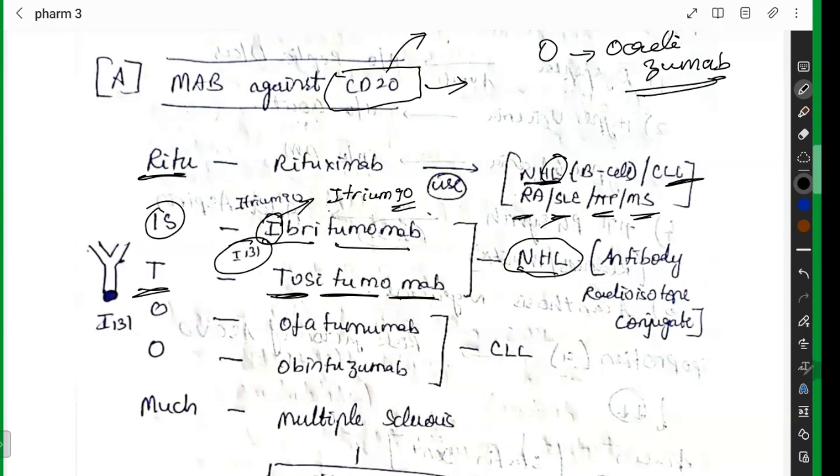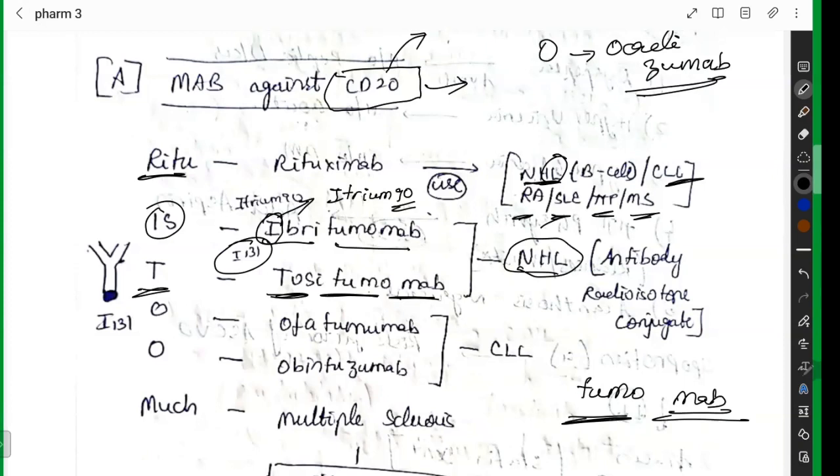So everything is going to end with tumomab. Mab is monoclonal antibody. You are going to give a radioisotope against your tumor. That is why we call it Ibritumomab and Tositumomab. These are the two drugs.